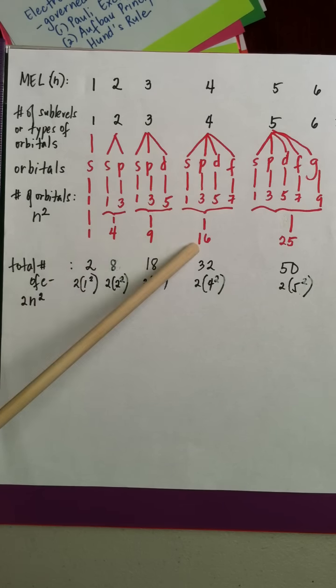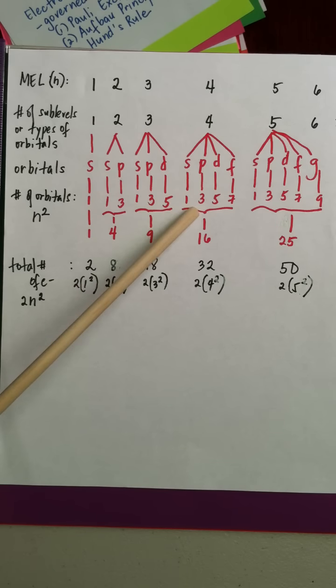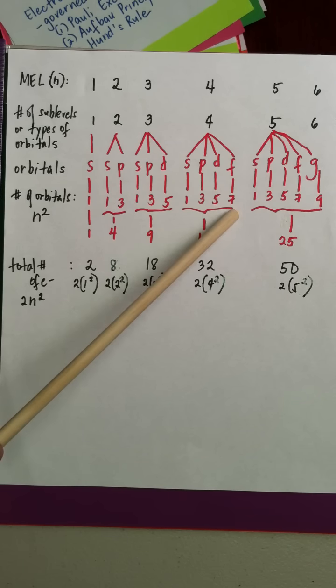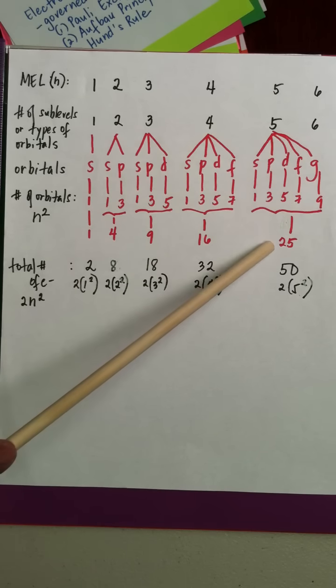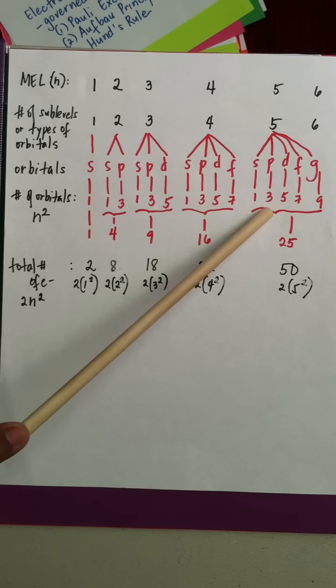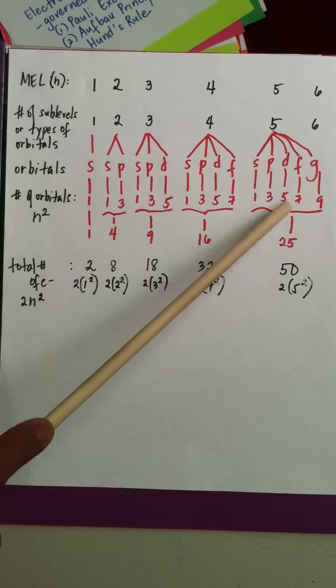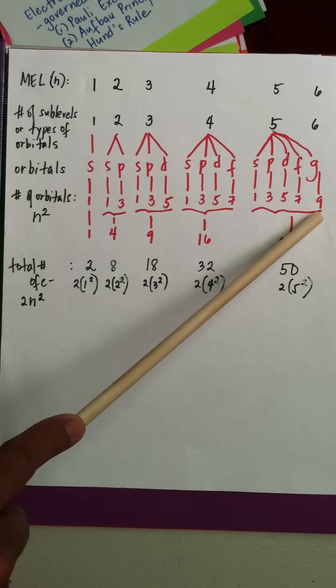4 squared is 16, and this refers to the 1 s orbital, 3 p orbitals, 5 d orbitals and 7 f orbitals. And 5 squared is 25. This refers to the 1 s orbital, the 3 p orbitals, the 5 d orbitals, the 7 f orbitals, and the 9 g orbitals.